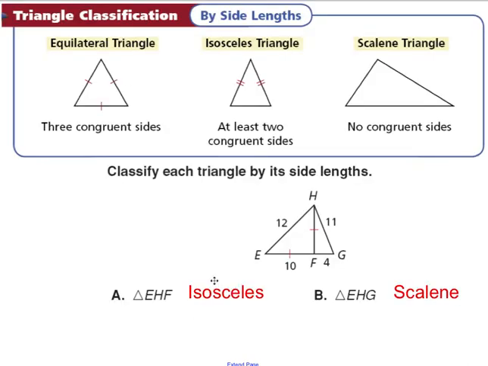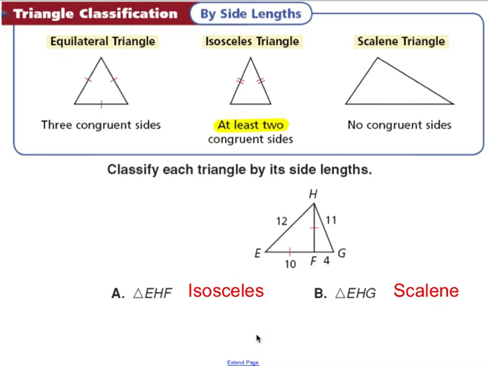We can also classify our triangles by side lengths. And you can see in our first triangle, it's an equilateral triangle where all three sides are congruent. In an isosceles triangle, I have at least two sides congruent, and that is very important, at least two. So an equilateral triangle is also isosceles. Equilateral is a more exact term for it, but it's also isosceles because it has at least two congruent sides. A scalene triangle has no congruent sides.